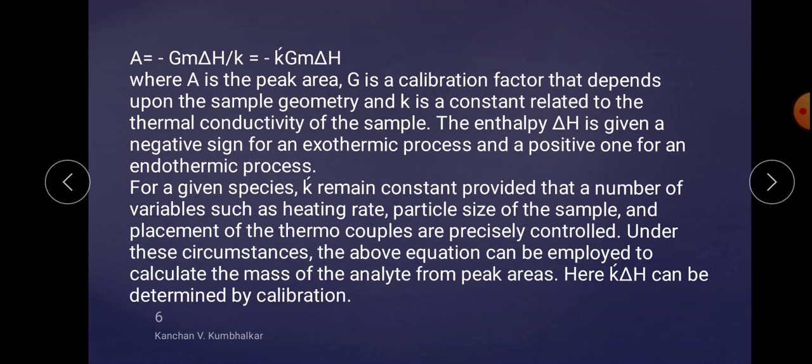A is the peak area, K dash depends on the compound, G and delta H can be calculated, and hence we can calculate the mass of analyte from the peak area. So this is the first application: you can identify a compound, or the quantitative analysis or estimation can be done by using the peak area of the thermogram.